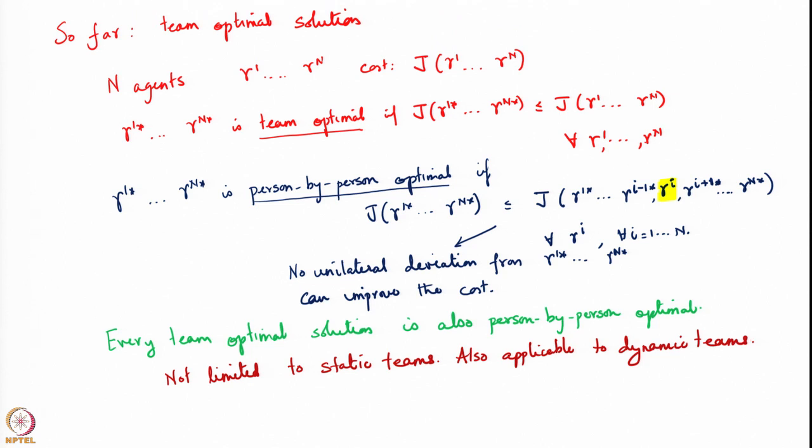However, if one wants a relation in the opposite direction, so if one wants a relation in which we can claim that maybe if you have a person by person optimal solution, then it's also team optimal, then that sort of relation needs some assumption about the information structure. So that result is coming up next. So we have this theorem.